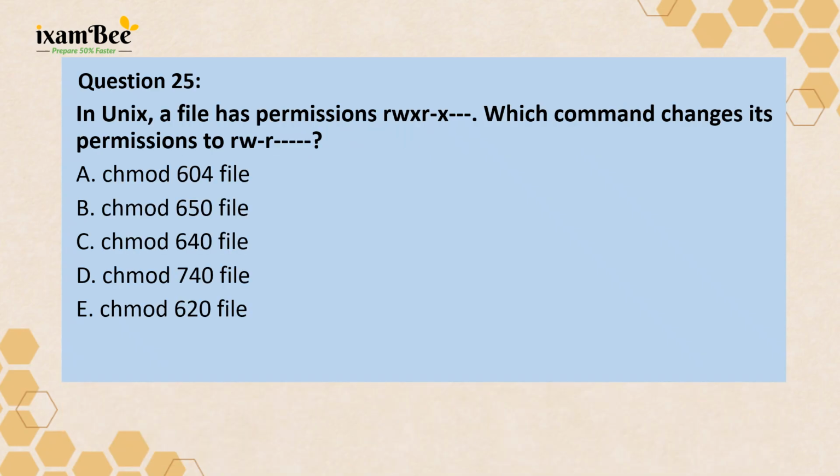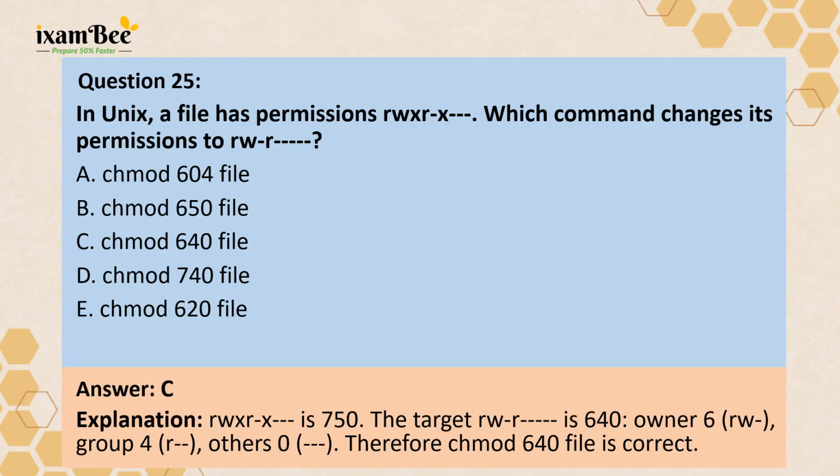Now in this question, you have to say in Unix which command changes the permissions to the given one. So work out this and get to the final answer. The correct answer here is C, which is chmod 645. The target has owner 6, which is RW minus, group 4, which is RW minus, and 0 for the others. Therefore, chmod 645 is the correct answer.